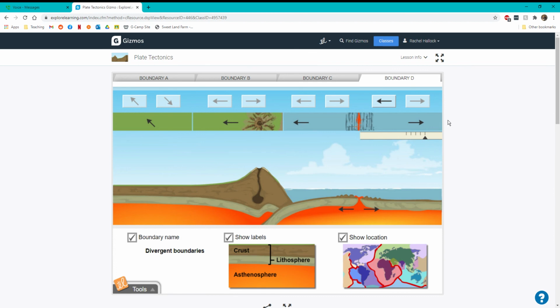Anywhere there's a plate boundary in the ocean. Awesome, I hope that video helped, and I hope you got to explore the Gizmo.